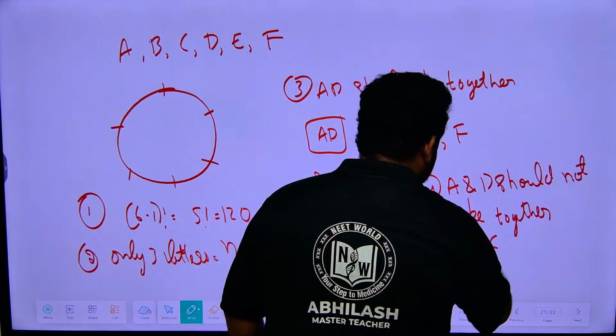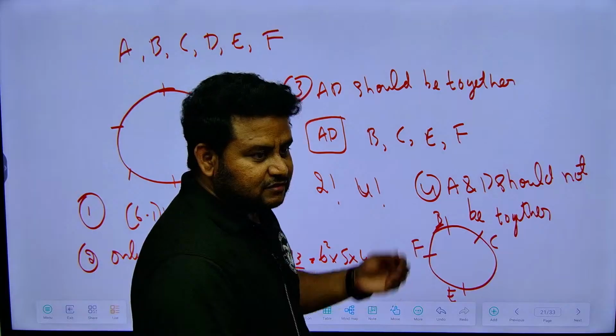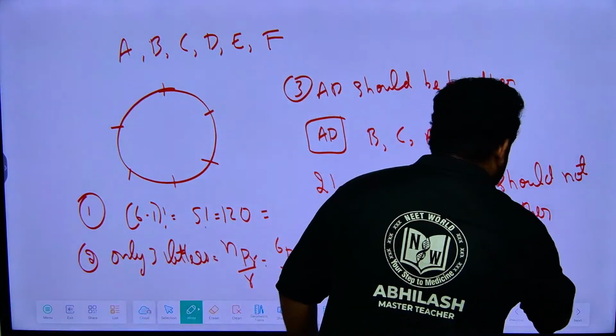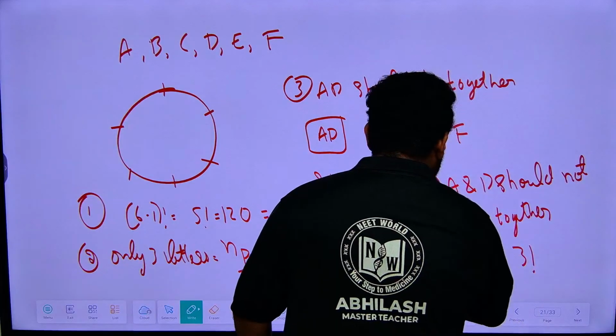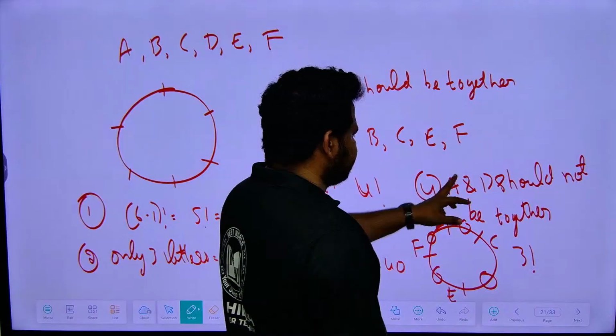How many letters? 1, 2, 3, 4. These 4 letters can be arranged in how many ways? Here in circular, instead of 4 you should write what? 3 factorial ways. The remaining are spaces. How many spaces? 4 spaces. How many letters are there to place? A and D.